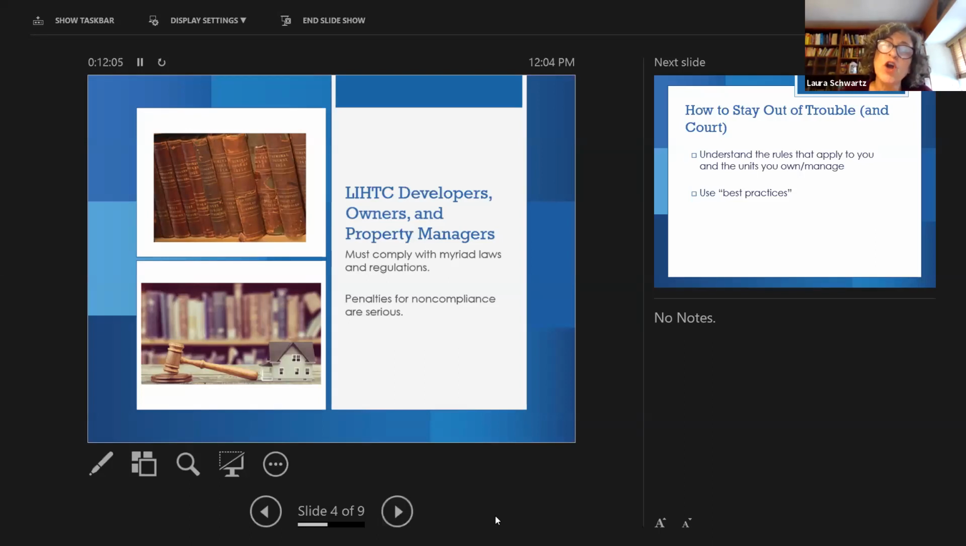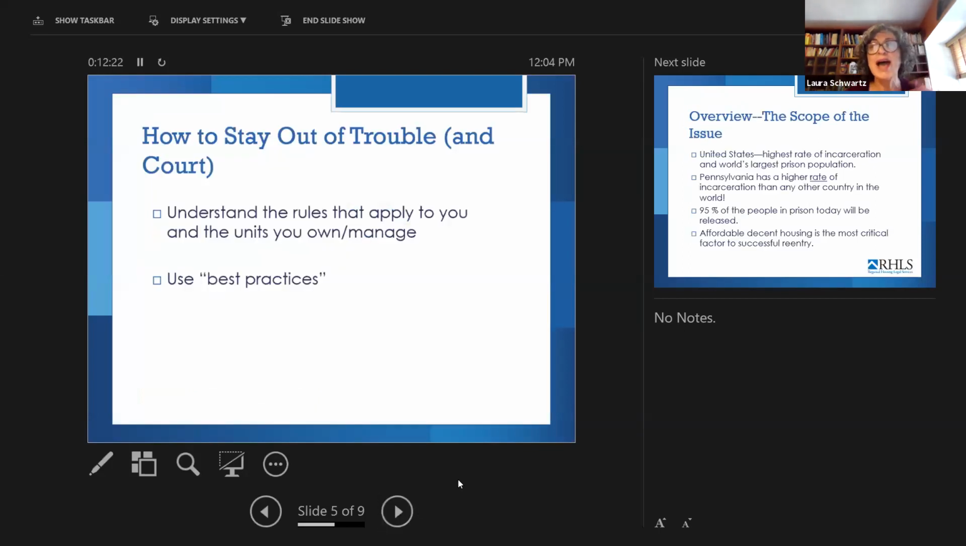If you are the owner or property manager of any rental housing project, you know all too well that you have to comply with a lot of laws and regulations, and that the penalties for not complying with any of them can be very serious. So how do you stay out of trouble and how do you stay out of court? The most important thing is to understand the rules that apply to you. Very often the rules that apply to you and the units you own and manage with respect to tenant screening and criminal records are changing. And then once you understand the rules, use the best practices. You're going to hear about some of these best practices today, and in fact, you'll get a copy of one of them.